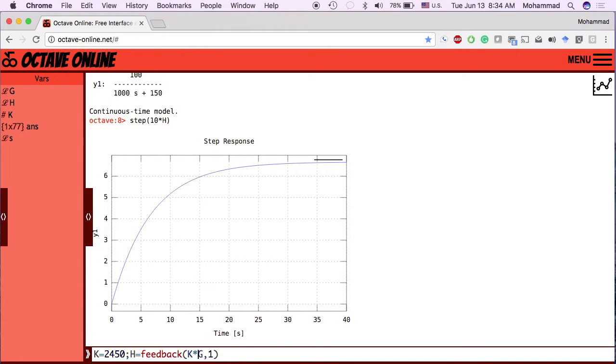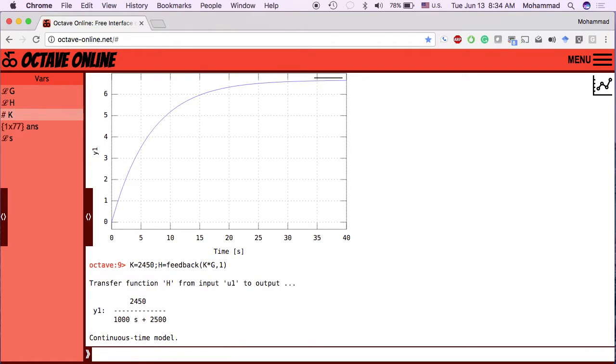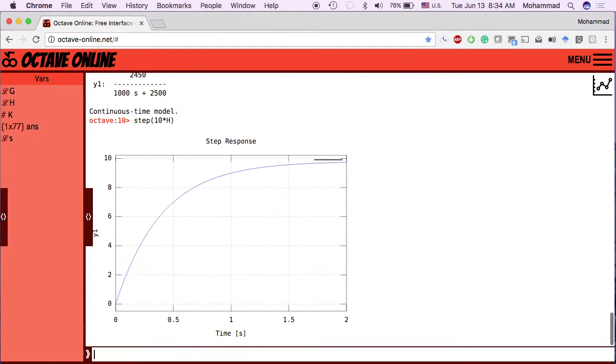So H is feedback of K times G, 1. The new transfer function is 2450 in the numerator, over 1000 S plus 2500. So again, we can look at step response of 10 times H. And you can see now that we get very close to 10. So as we increase K, we get closer and closer to the desired output, to the reference input, but at a very high cost. With this type of controller, it takes a lot of input to get to where we want to be, which is close to 10.